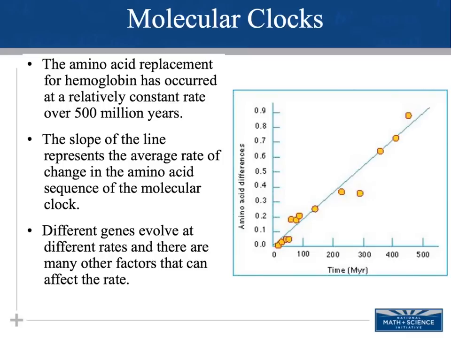Now be aware that different genes are going to evolve at different rates, and there are a lot of other factors that can affect the rate at which a gene will evolve or change.